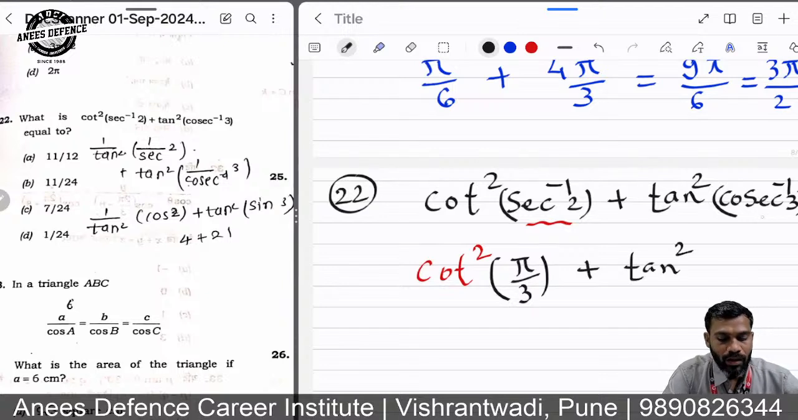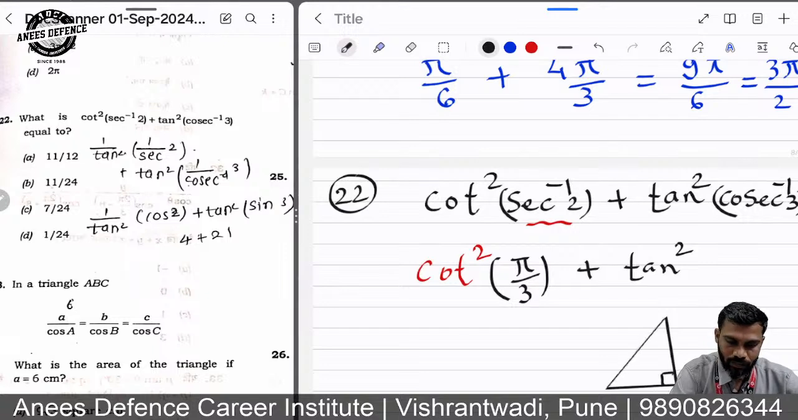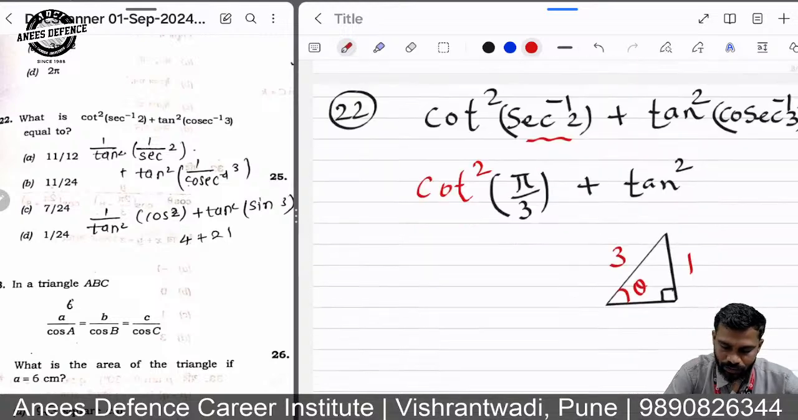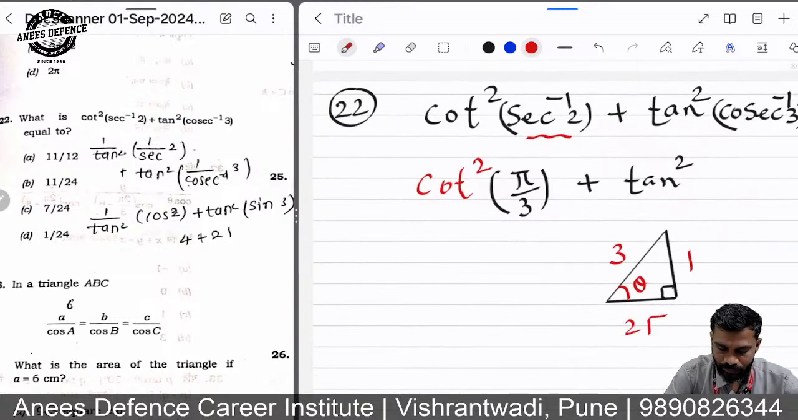tan square of cosec inverse 3. We can make a small right triangle here. Cosec inverse 3 means, suppose this is the angle theta. This is 3, this is 1, so of course this will be 2 root 2. Now we want tan inverse. Cosec inverse 3 can be written as tan inverse 1 by 2 root 2.